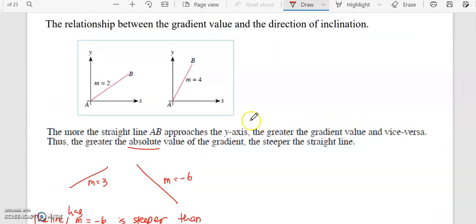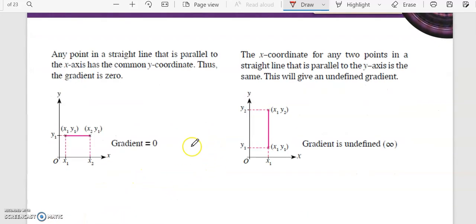So here it is actually based on the angle. Maknanya bila dia makin approach paksi y, dia punya angle akan increase. Like say this one is 50 degrees. So bila dia naik lagi, increase, dia akan jadi katakanlah 80 degrees. So the value of the gradient akan lagi bertambah. So next we go to the value of gradient equal to 0.